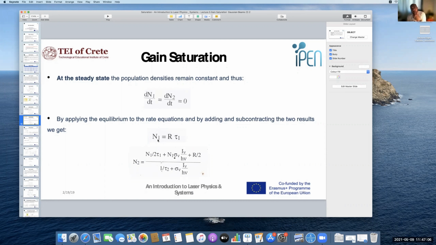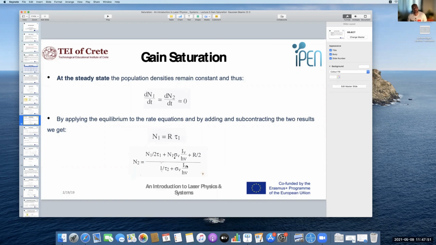So the population in E1 equals the pumping rate times the lifetime of the electrons on the energy level E1, and the population in energy level E2, which is the upper laser level, takes this value. What we can see over there, first of all, is that I is the intensity of our laser light. Our laser light at the beginning increases exponentially. As the laser light is building, this value will increase.